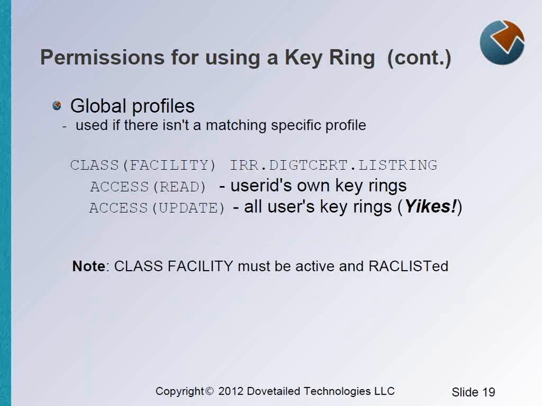If you don't have a specific profile, it checks that first. If there isn't one of those, then it checks the global profile. And the way this works is you set up a resource for class FACILITY. The entity name is this. And if you give a user read access to this facility, then he can use his own key rings, his virtual key ring or his own specific key rings. If you give a user update to this, then he can use any user's key rings, right? So, yikes, that's why I put yikes there. You wouldn't want to do that unless you really thought about it.